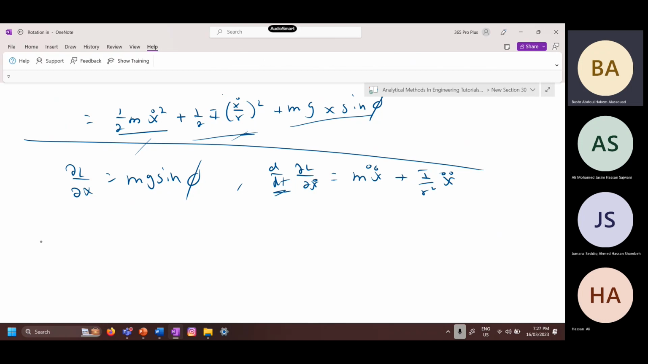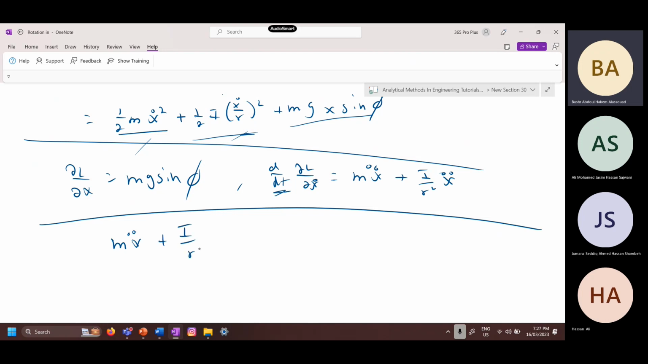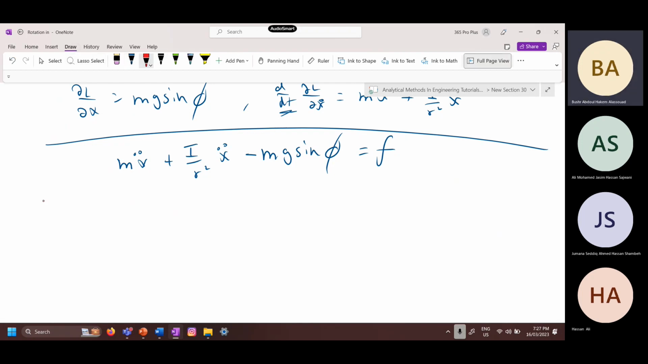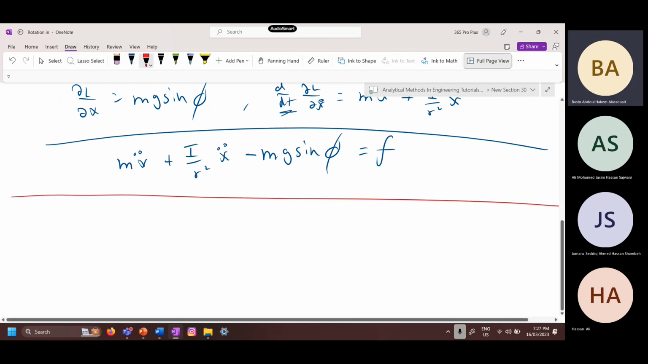Okay, now just substitute in the mechanical module, and get mx double dot plus I over r squared x double dot minus mg sine phi equals f. Okay, we solved this problem using the Cartesian method. Okay, let's solve this problem using the polar method.